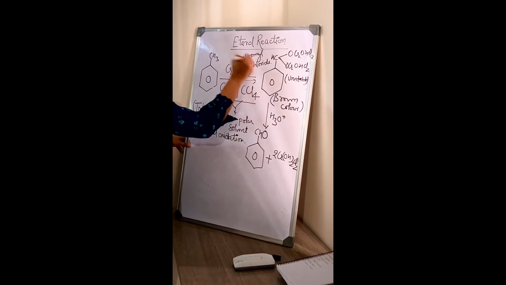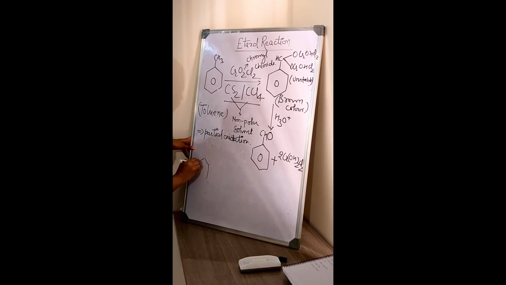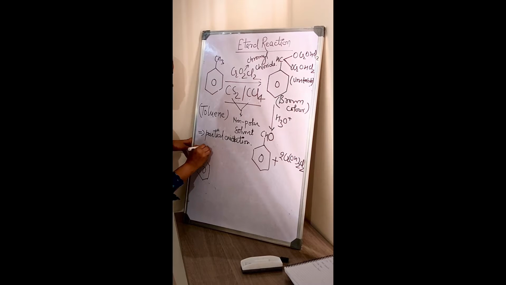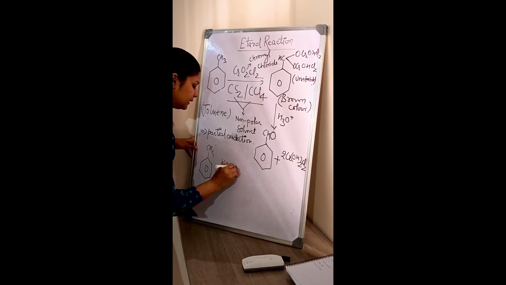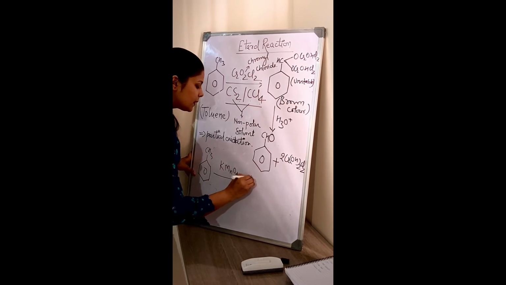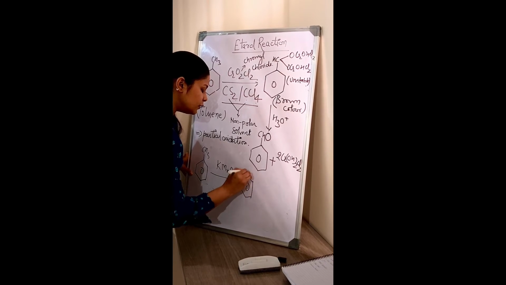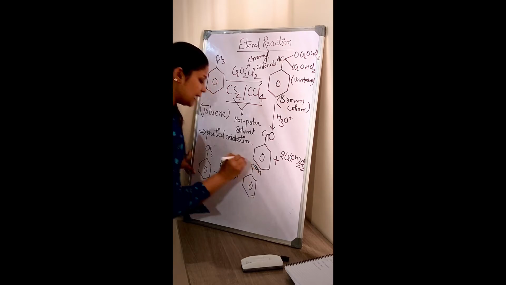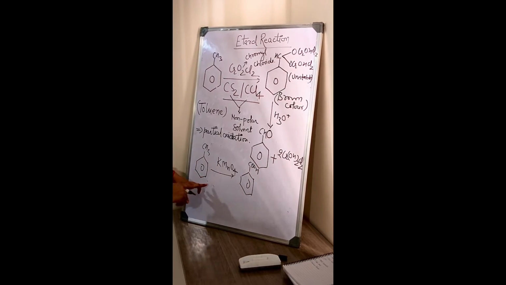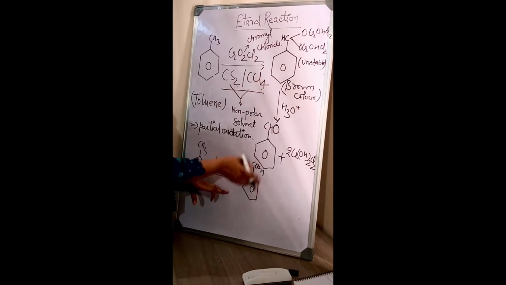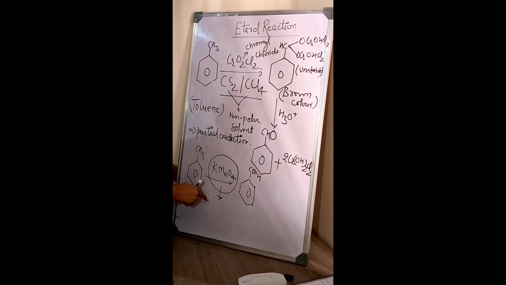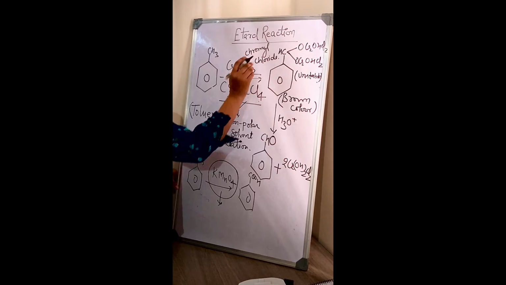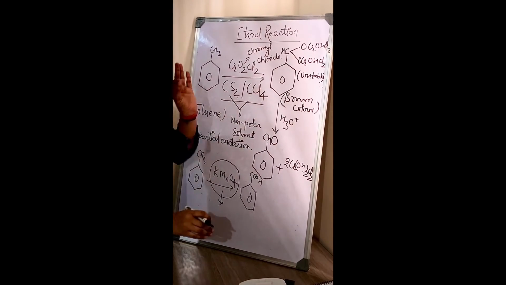This is a mild oxidizing agent. If we take a strong oxidizing agent like KMnO4, then toluene is completely oxidized into benzoic acid. That means we do not get complete oxidation because we are not taking the strong oxidizing agent. This is very strong oxidizing agent, but this is mild oxidizing agent. Now come to mechanism.